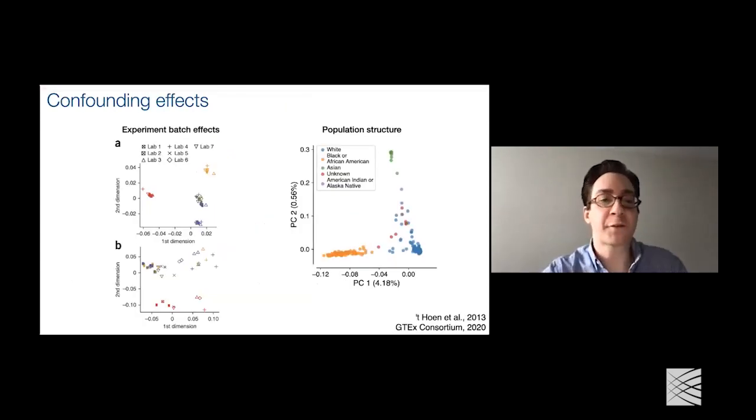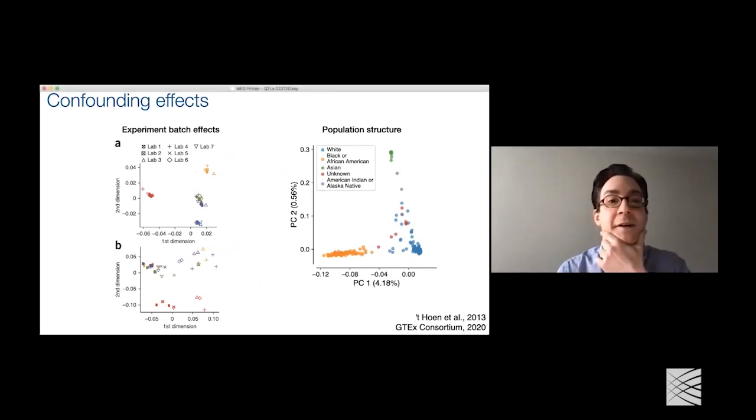And so after normalizing the samples, the next important step is identifying potential confounding effects. And there are Oh, sorry to interrupt.